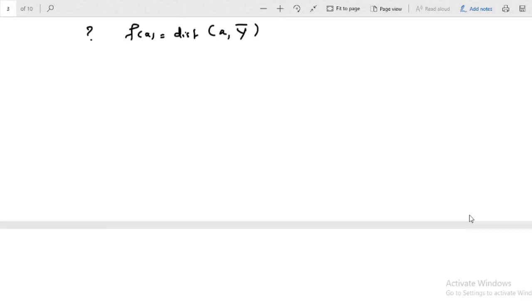What is f of a? For this, what is f of a? F of a is equal to, again, by the definition of f tilde, it is f tilde of a plus Y closure.